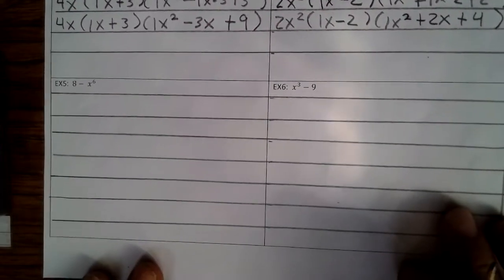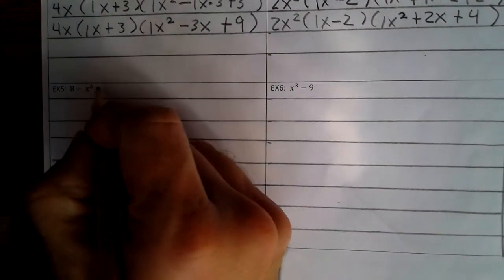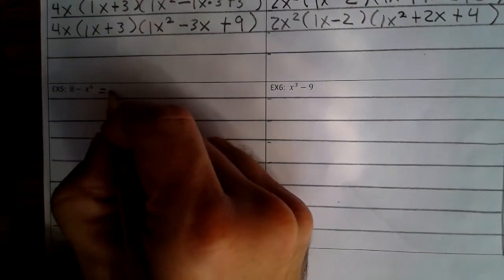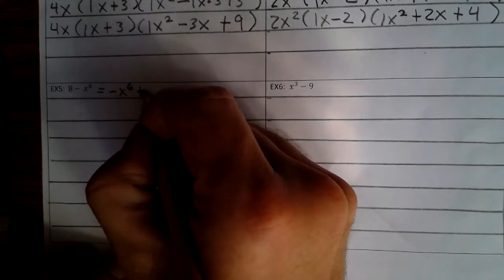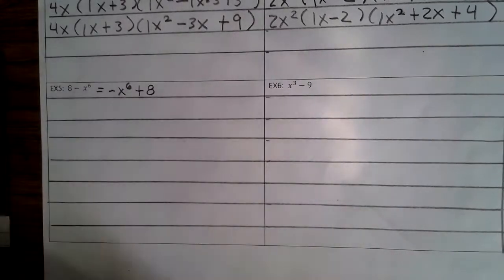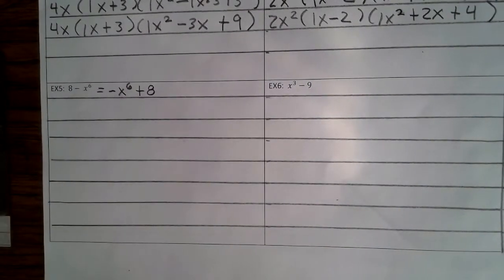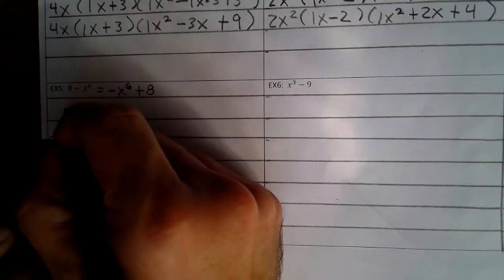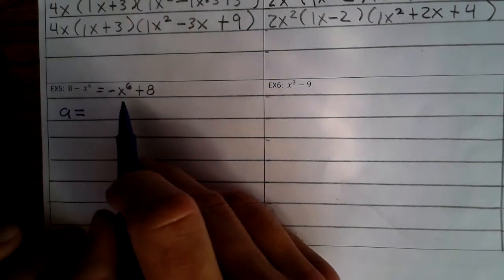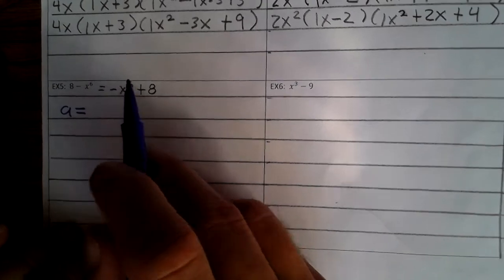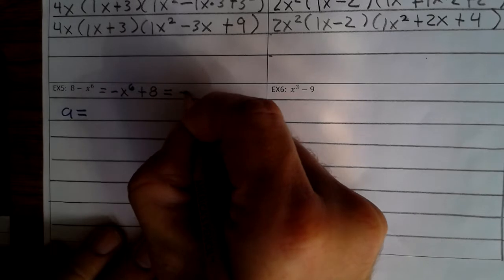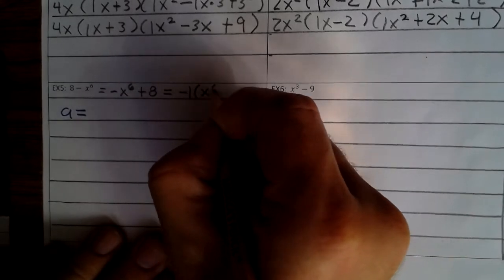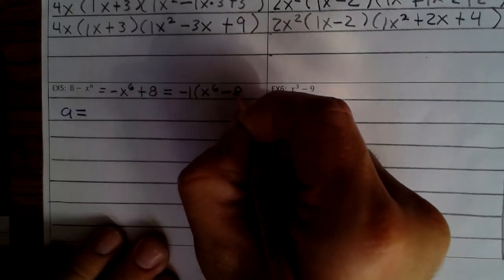All right, let's take a look at example 5. Now, what you need to first do is rewrite this so that the x to the 6th power is in the front, so negative x to the 6th plus 8. Okay. Now we need to figure out what a and b are. Actually, let me take a step back. You never want a negative in front of here, so we're going to factor out the -1, which leaves x to the 6th power minus 8.